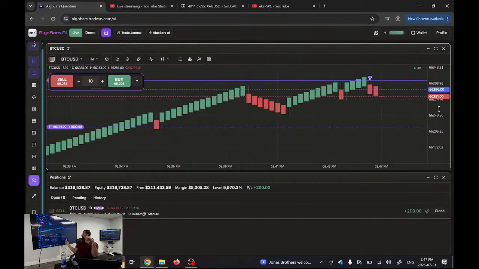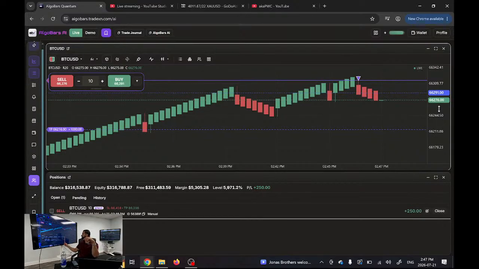So guys, there we go. We're already up $200, $230, $250 in profit on this trade that we just entered. So congratulations to everybody who's following along and learning. Let's go. You guys know we do this every single day.